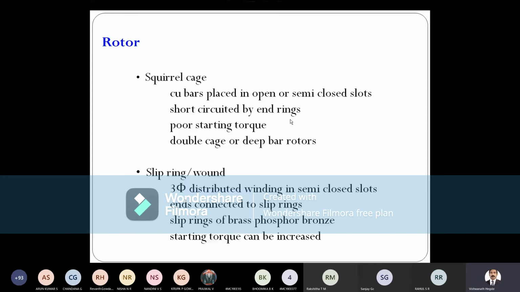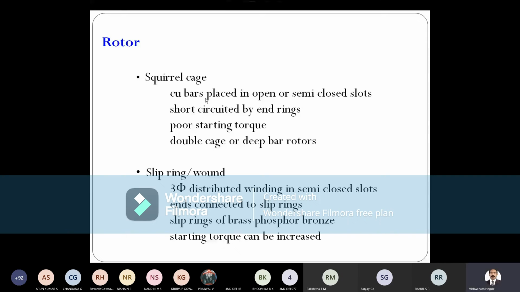And all these copper bars are short circuited by a circular ring put on these copper bars, and they weld these copper bars to the ring on both the sides. These rings, which are put on the two ends of the rotor to short circuit the rotor bars, are called end rings. Okay.